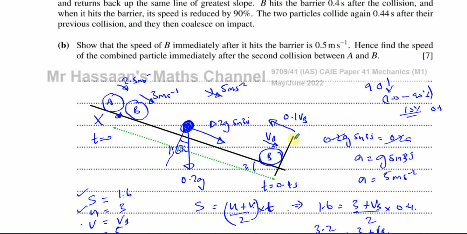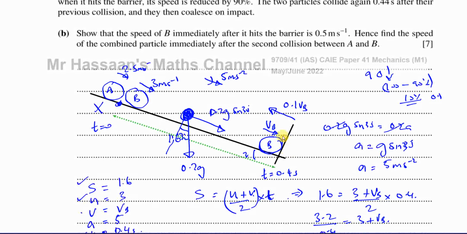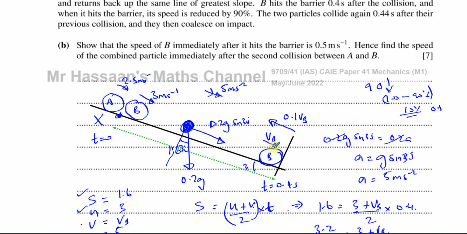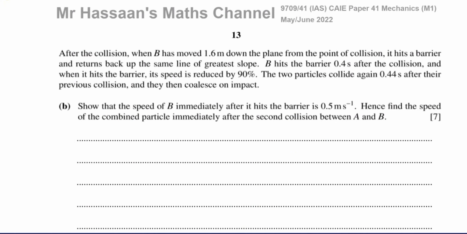I've run out of space. I'm going to go to the other page. So we've got to the stage now where B has hit the barrier and is going back up again. All the while, A is accelerating down the plane. Okay, so let's go to the next page and continue here. All right, so let's make a little new diagram here.